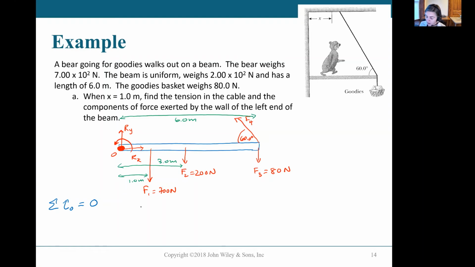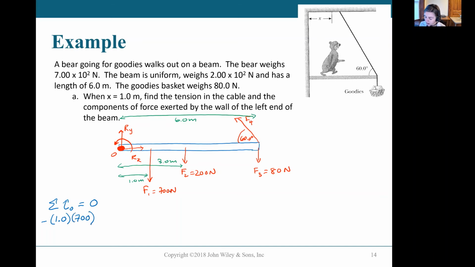It's going to contribute a negative torque because it will cause a clockwise rotation if just that force alone were acting. And it's at a distance of 1 from the axis of rotation. So that'll be -1 times force F1, which is 700 newtons.